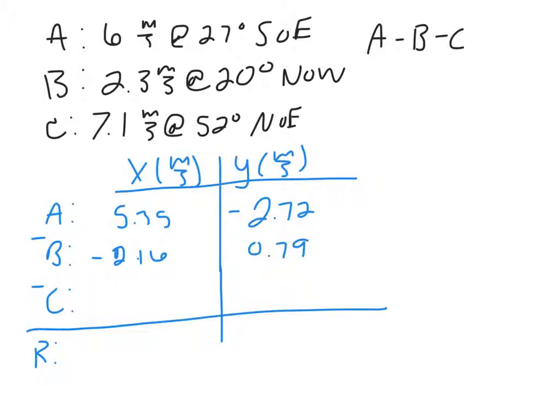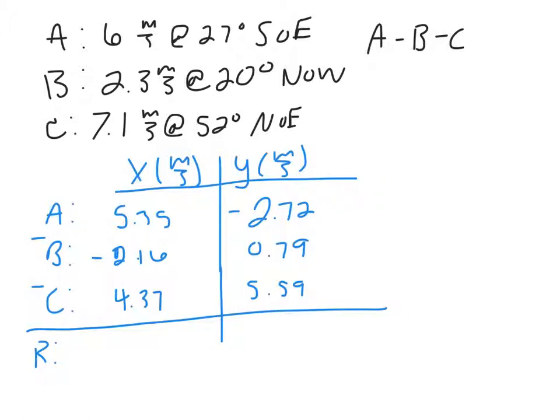And vector C's x component is 7.1 cosine 52 degrees. This is 4.37 meters per second north of east, so both x and y are positive. My y component is 7.1 sine of 52 degrees. This is 5.59 meters per second. So for subtracting, all we're doing is now subtracting instead of adding.